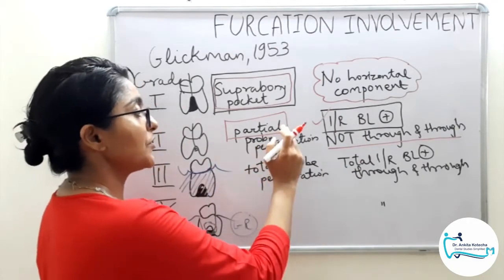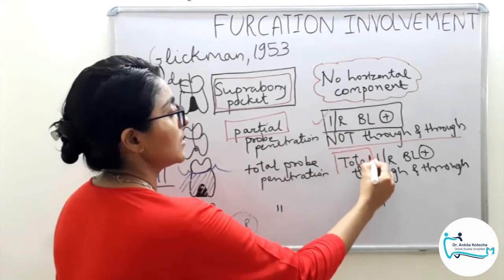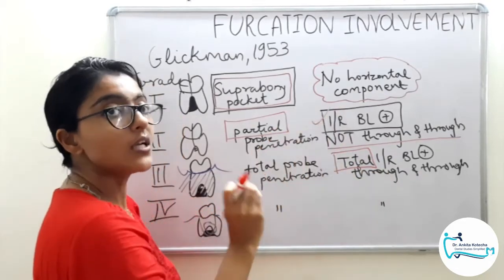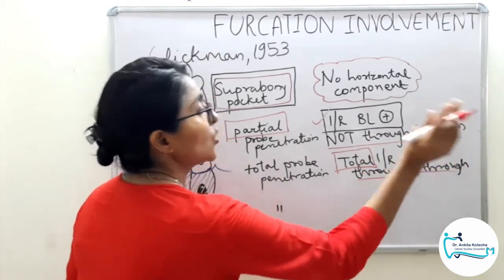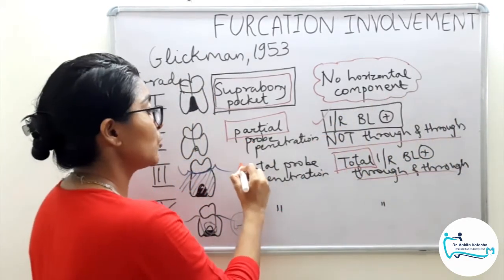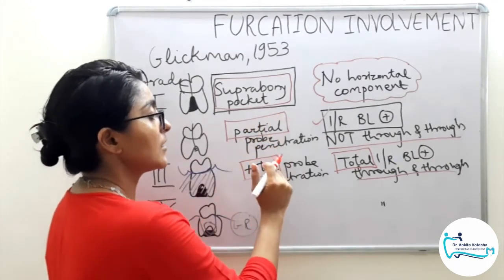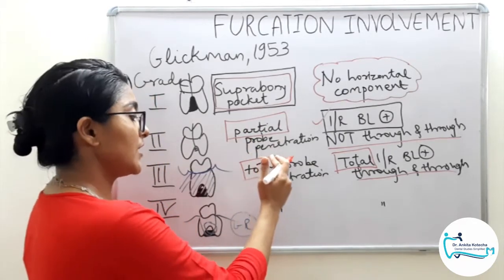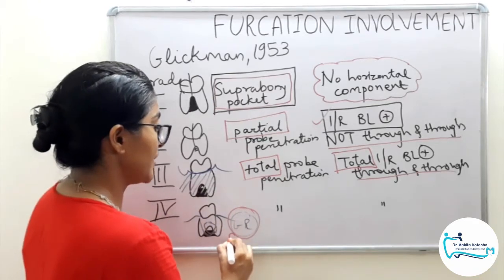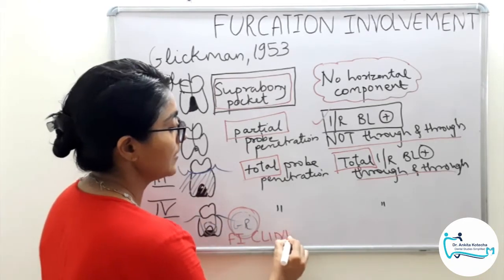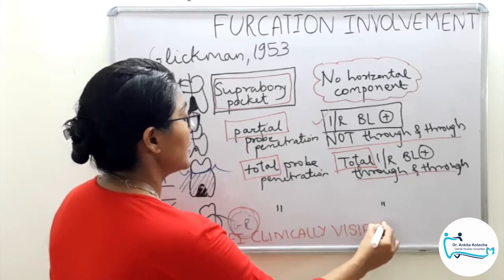Now talking about the difference between grade 2 and grade 3, the interradicular bone loss is now total, in contrast to partial or some amount of. That is from not through and through, it has progressed to through and through. That is from partial probe penetration to total probe penetration. This is the difference between grade 2 and grade 3. And the difference between grade 3 and grade 4 is gingival recession, which makes the furcation involvement clinically visible. This is the only difference between grade 3 and grade 4.